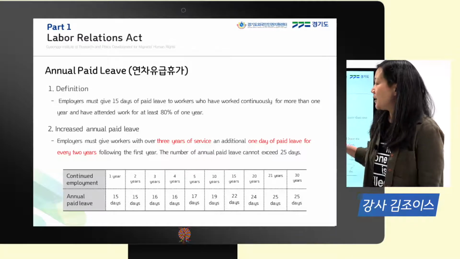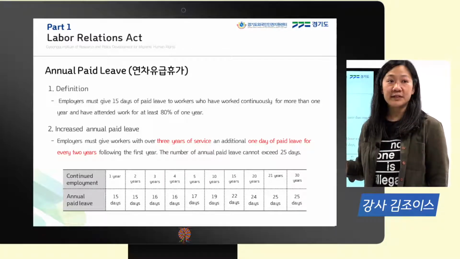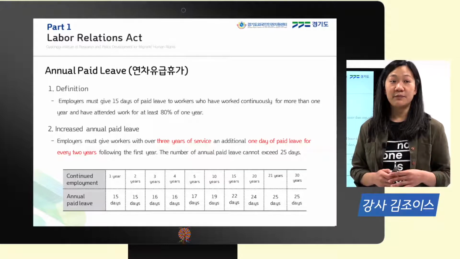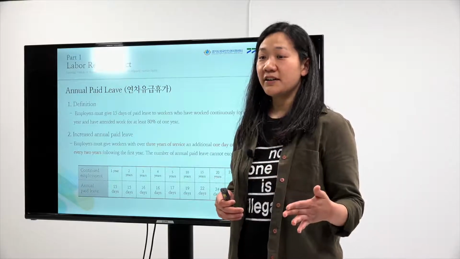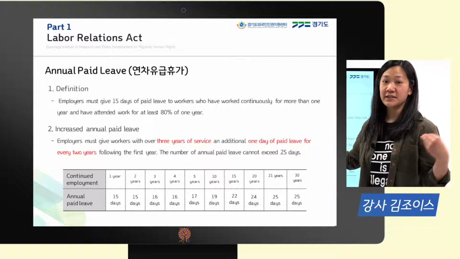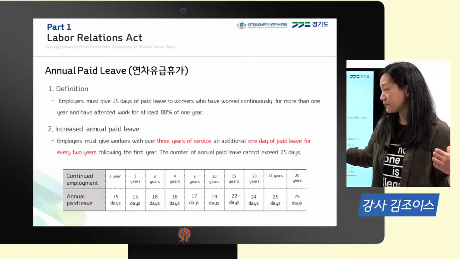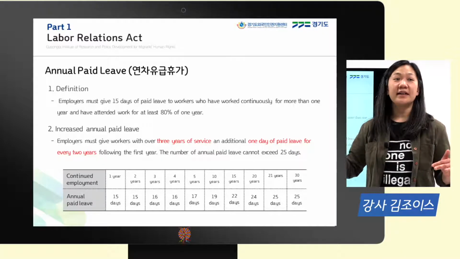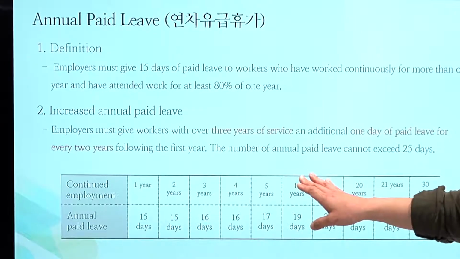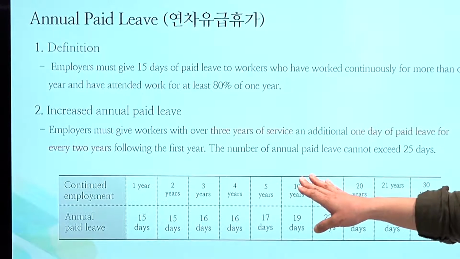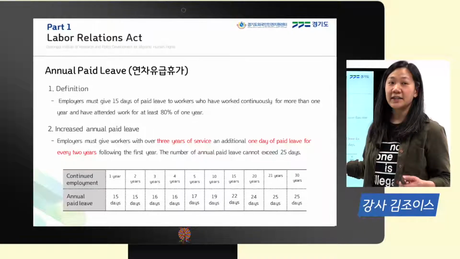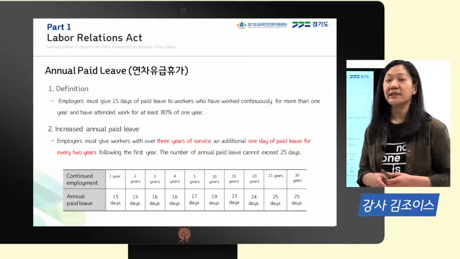Annual paid leave. Now, according to the labor law, the Labor Standards Act, employers must give their workers at least 15 days of paid leave if their workers have completed 80% of 1 year. 80% of 1 year, this would be considered the year before, the previous year. Now, there is a system of increasing the annual paid leave, so I'm going to focus a little bit on that. It says here, employers must give workers with over 3 years of service 1 additional day of paid leave for every 2 years following the first year of work. And this number of annual paid leave cannot exceed 25 days.